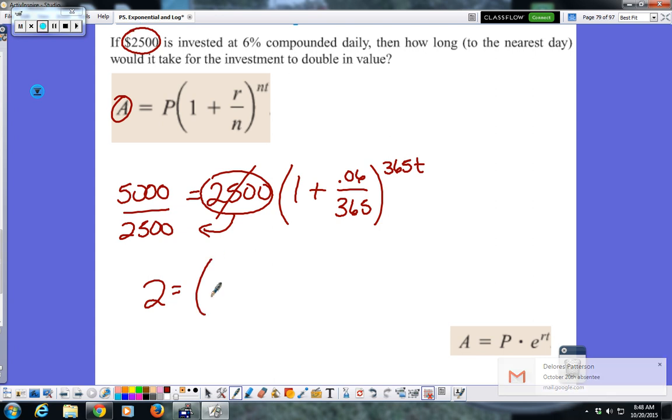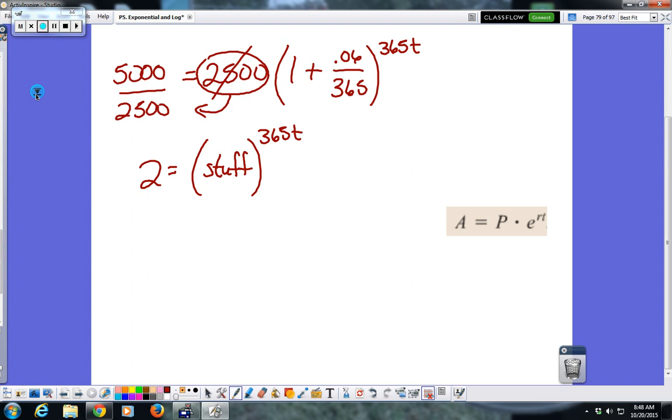So 2 equals, I'm going to put stuff to the 365 T power. And the reason I put stuff is I don't want you to put that 1.0 or 1.00. It's that whole decimal I want you to use here. Now to solve that, to try to get T by itself, there's nothing else I can divide by, there's nothing else I can move over. So all you can do now is change forms. Log base stuff of 2 equals 365 T.